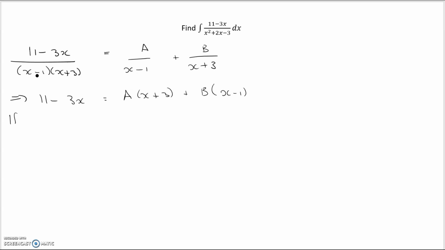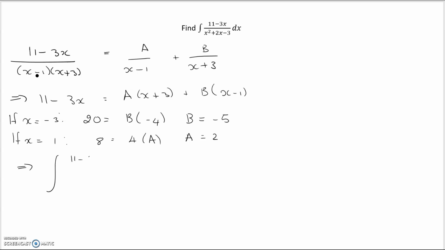So if x is equal to -3, the left hand side is 20. A term goes away and we're left with -4, so b equals -5. If we choose x equal to 1, we have 8 equals 4 times a, so a is equal to 2. So now it means we can integrate because we can break it up.